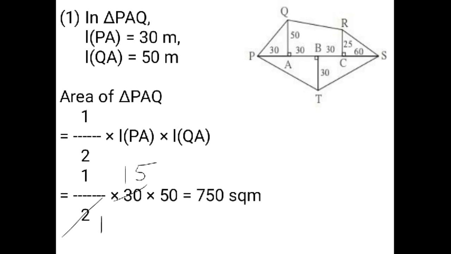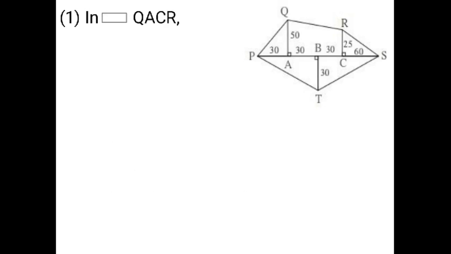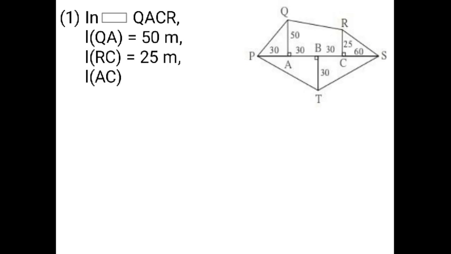Now we will find area of the next figure of this quadrilateral, that is quadrilateral QACR. In quadrilateral QACR, length of QA is equal to 50 meter, length of RC is equal to 25 meter, length of AC is equal to 60 meter. You have to find area of quadrilateral QACR. Quadrilateral QACR is a trapezium. Side QA and side RC are the parallel sides of a trapezium. Side AC is the height of a trapezium.